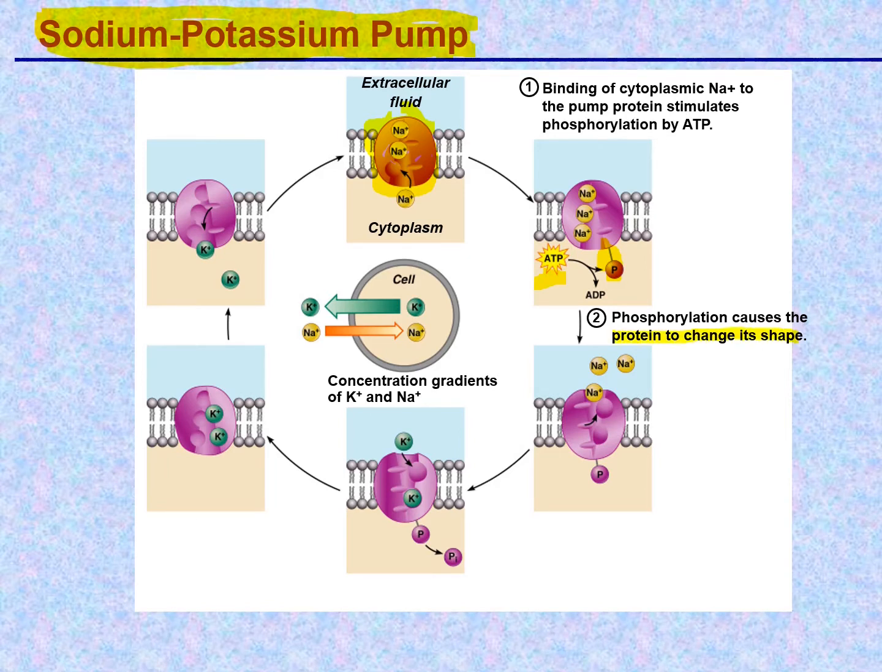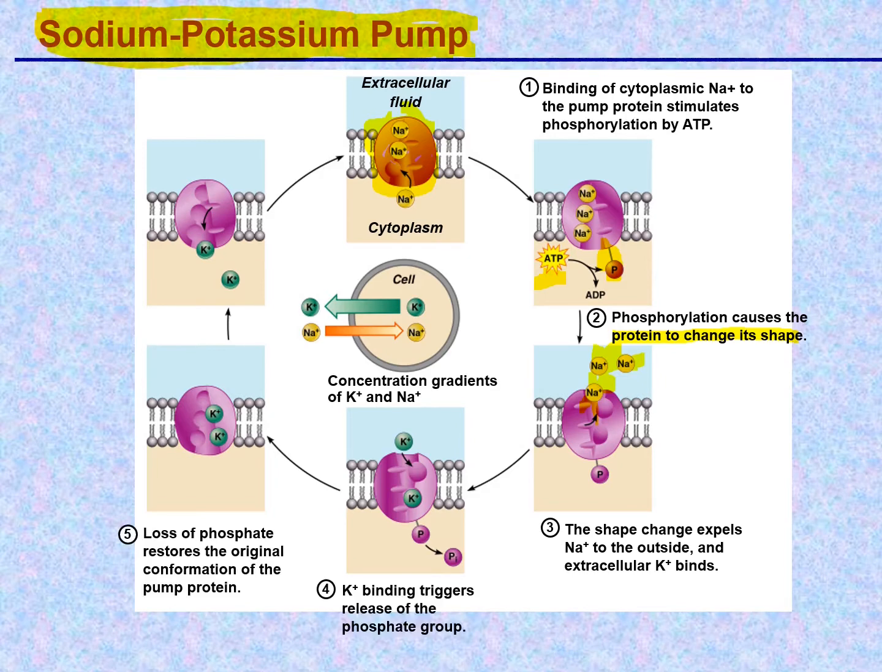Remember, structure subserves function. So it has a particular function now because it's taken on a new shape, and that function is it now can pump sodium out of the cell. Okay? The energy input is from the ATP. Now that it's phosphorylated, it has the ability to pump the sodium out. That also ends up allowing it now to bind extracellular potassium, and that potassium moves in as the phosphate molecule gets released here.